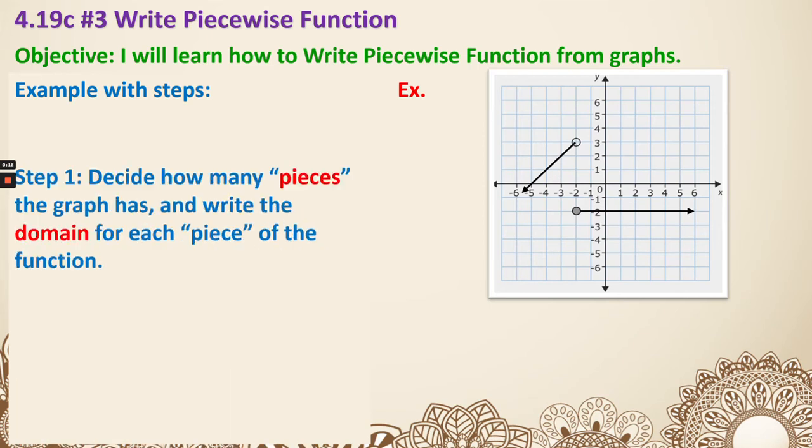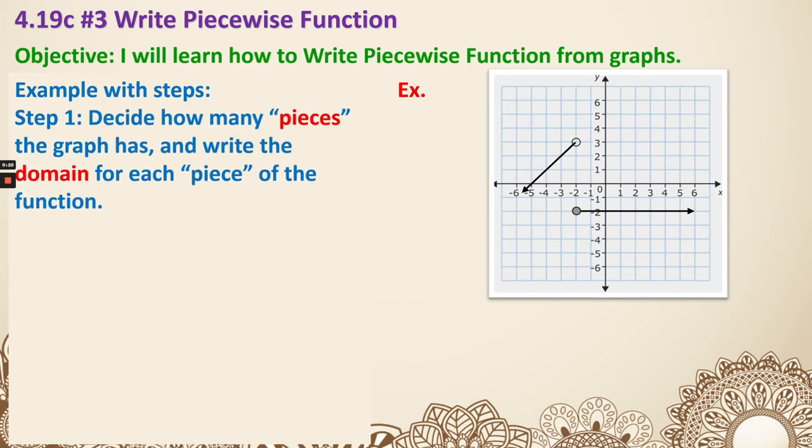Here are the steps. Step 1, decide how many pieces the graph has and write the domain for each piece of the function. Clearly you can see there are 2 different pieces. f of x equals, I'm going to need 2 different functions. For the one on the top left, the domain is all the way from the left side to -2. So x is less than -2. And you can see this is an open circle, so that is why I'm going to have less than -2, without an equal sign.